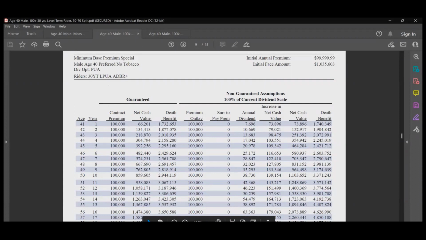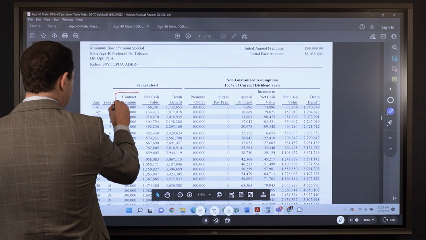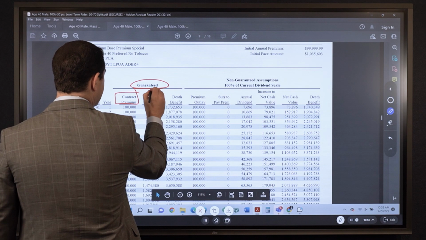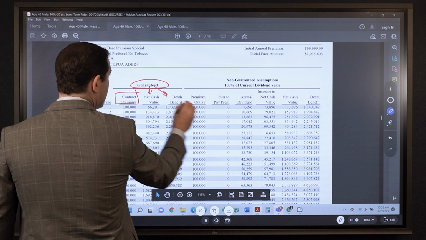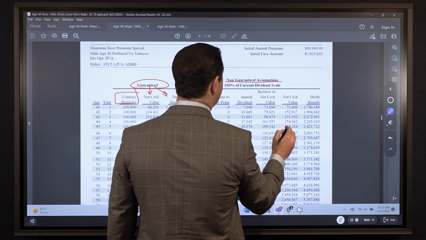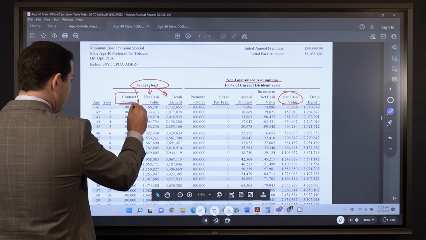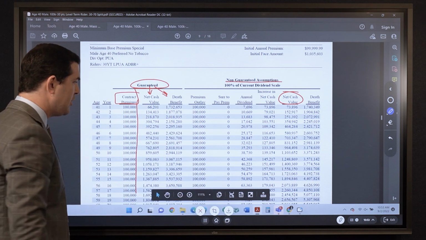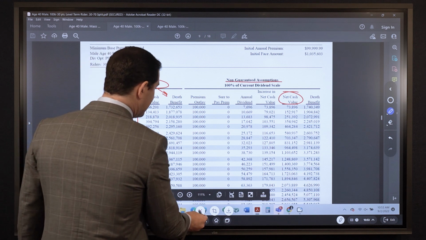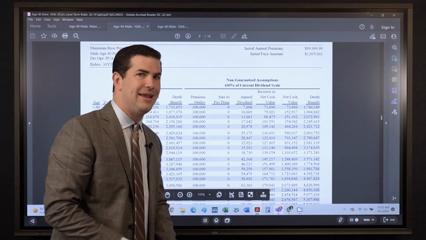But when we look at the values, what do we see here? $100K per year going into the policy under contract premium. We've got the guaranteed values and then the non-guaranteed values based on the present dividend scale. There's my net cash value. Premium outlay, $100K per year. So the most important question to ask is what? Where is the money going?